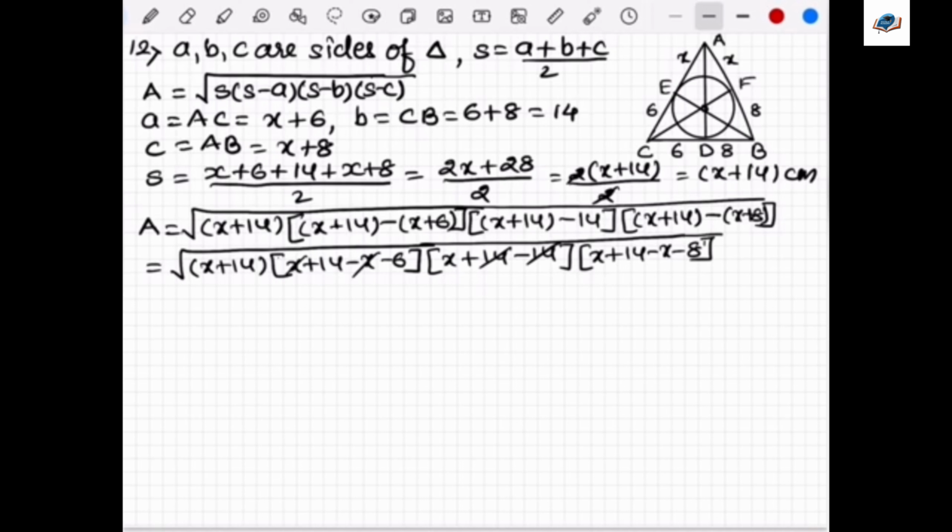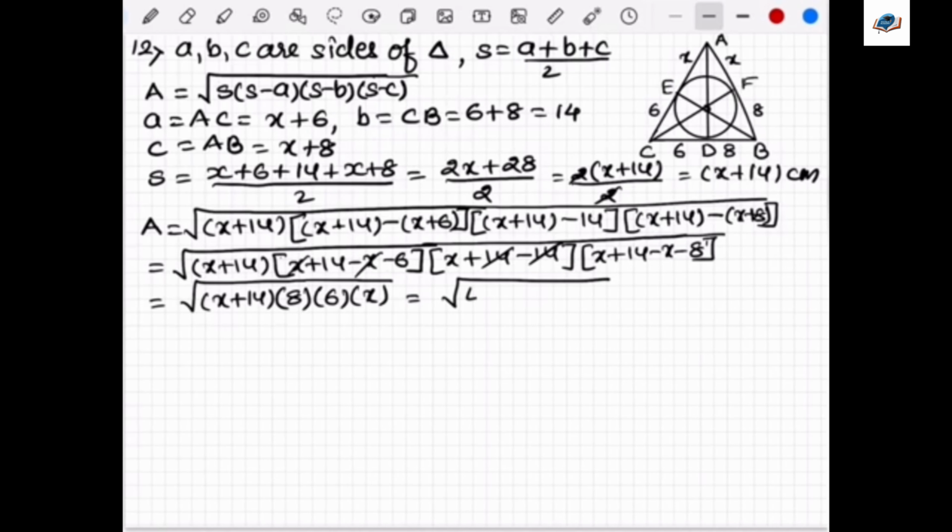Now, area of triangle ABC equal to area of triangle AOC plus area of triangle AOB plus area of triangle BOC. So that will be equal to half into base AC into OE plus half into AB into OF plus half into BC into OD.